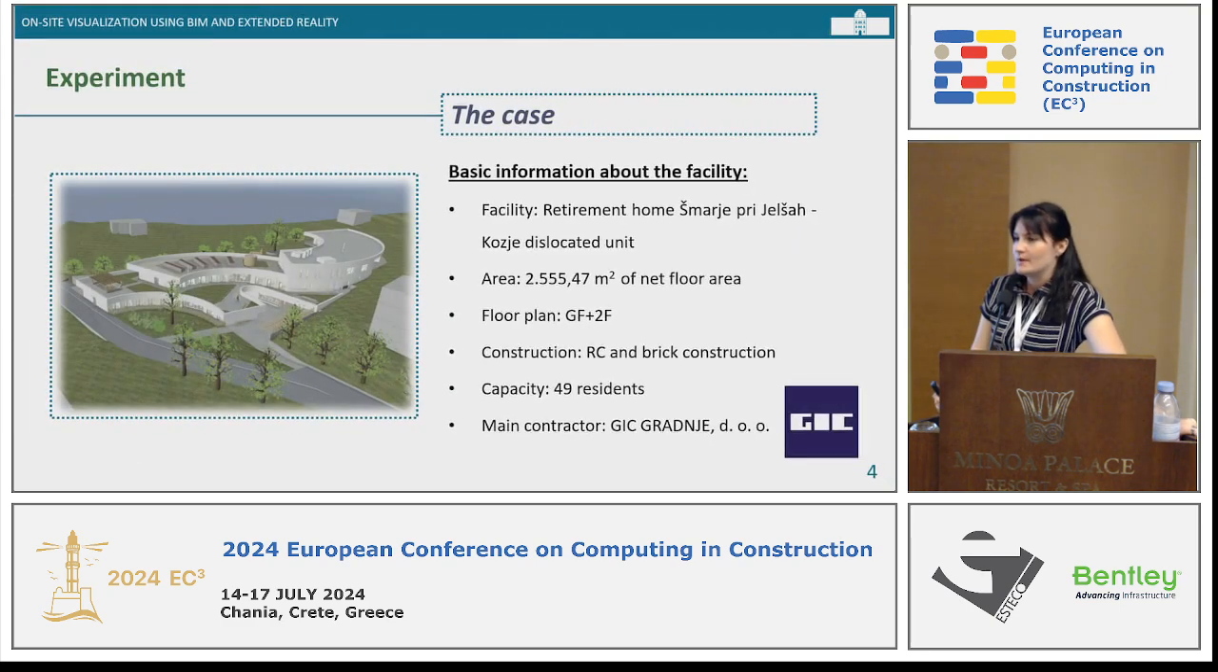For our experiment, we used the retirement home facility in Kozje in Slovenia. It has 3 floors: ground floor, first floor, and second floor. It is reinforced concrete and brick construction. It has a capacity for 47 residents, and the main contractor is Gizgradnja. The construction process is still ongoing because of some final things.